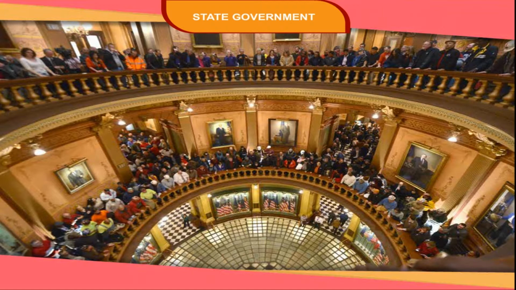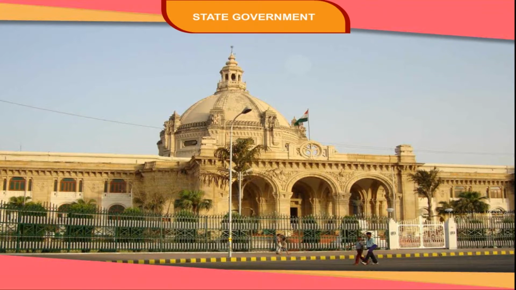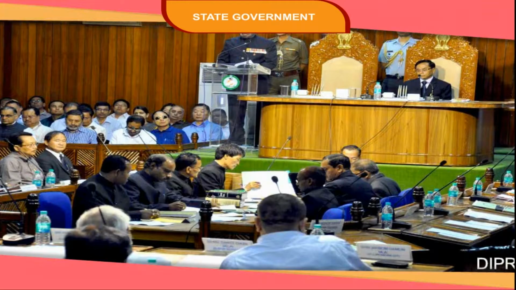When the state legislature is in session, the legislature controls the government. The chief minister remains in power so long as he enjoys majority in the Vidhan Sabha. The members of the legislature use various methods to get information from the government about its policies and how it performs its functions. Debates and discussions in the legislature keep the government on its toes.